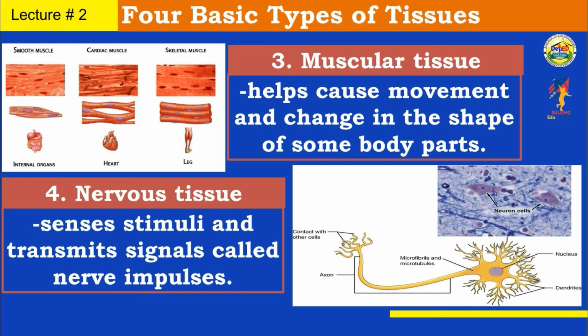The third type of muscular tissue is muscle tissue. It helps cause movement and change in the shape of some body parts. Muscle tissue consists of elongated cells, also called muscle fibers. So this tissue is responsible for the movements in our body. Muscles contain special proteins called contractile proteins, which contract and relax to cause movement.